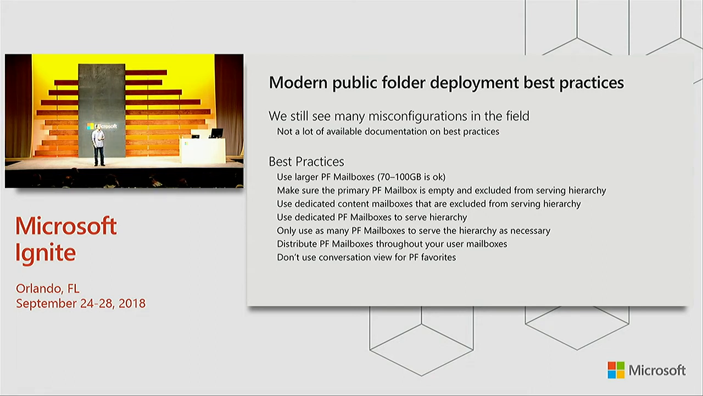Use dedicated content mailboxes as well. Make sure that they're excluded from serving the hierarchy. Hierarchy requests are going to be the more common requests. Those can go to other servers that don't have the data loads on them. Use dedicated public folder mailboxes to serve the hierarchy as well, and use as many public folder mailboxes as necessary to serve the hierarchy. It's okay to scale out. Distribute them throughout your user mailboxes. You want to make sure that they're in close proximity to where your users are. And don't use Conversation View for public folder favorites because performance will be terrible if you try to do that. So simply don't use that.